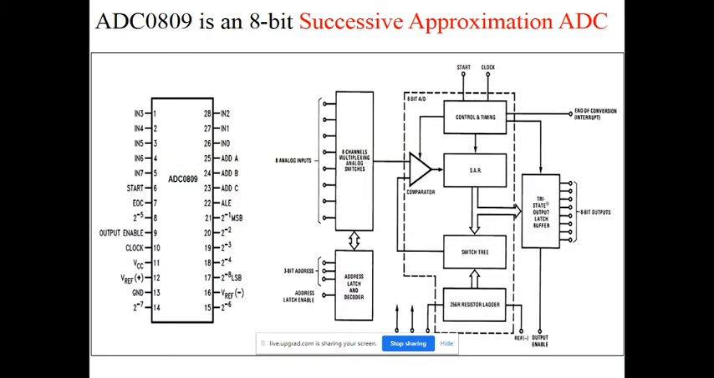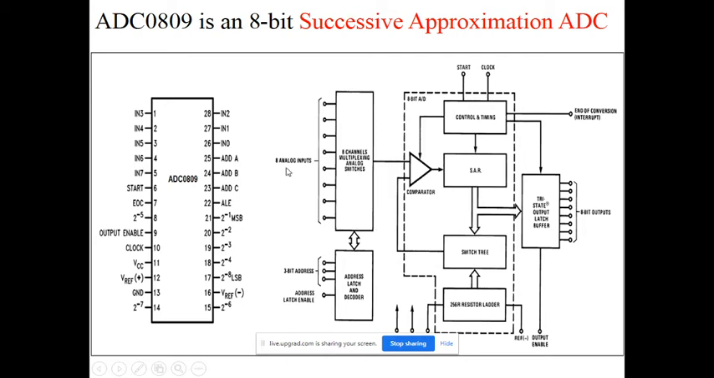Now this is the pin diagram of the 0809. It is a 28-pin IC, and this is the internal structure of that ADC. It is an 8-bit ADC, and one of the features of the 0809 is that it has 8 analog channels.